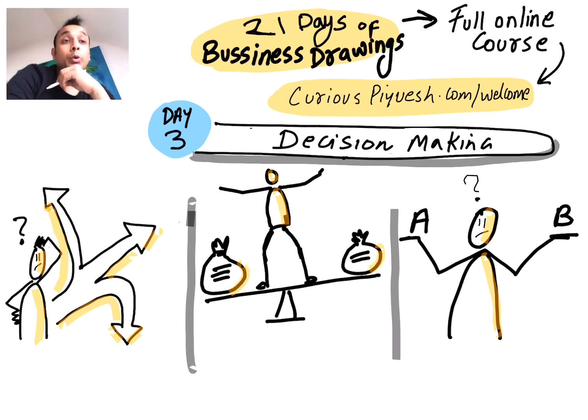So this is how you can show decision making in 3 different ways.